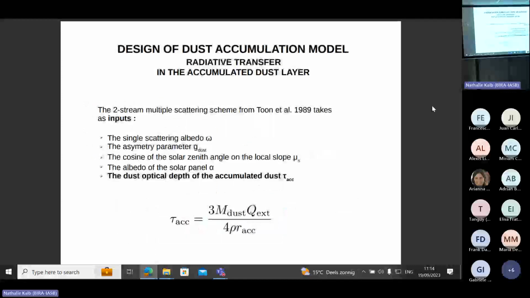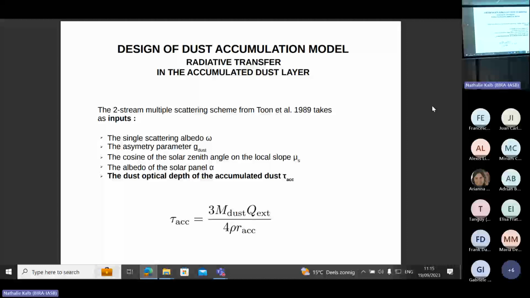So this model takes as input the single scattering albedo, the asymmetry parameter, the solar zenith angle, and what actually characterizes the surface on which we calculate the solar flux, which is the albedo of the solar panel. It's the only parameter that characterizes the surface on which we calculate the solar fluxes received. And we also need the dust optical depth of the accumulated dust layer on the panel.